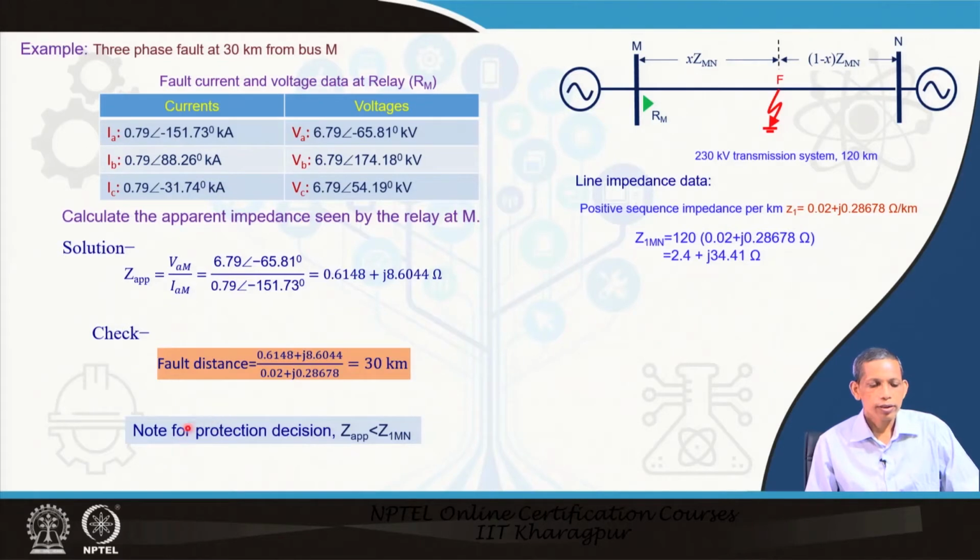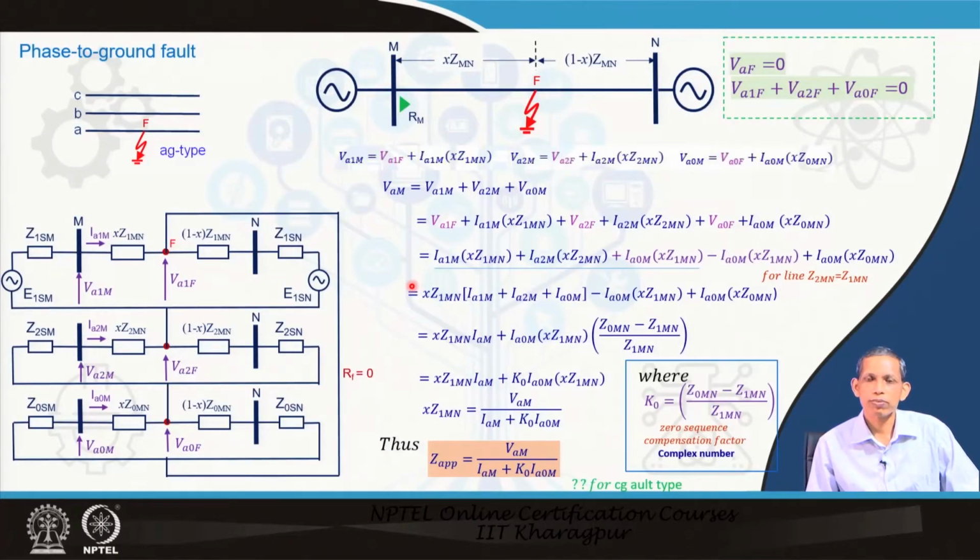Now, note that the apparent impedance seen by the relay for this fault is smaller than the positive sequence impedance of the line Z1MN. Z1MN is 2.4 plus j 34, which is much higher than this Z apparent of 0.6 plus j 8.6 ohm. So, that implies the relay will go for a decision to trip. We will continue to other types of fault.